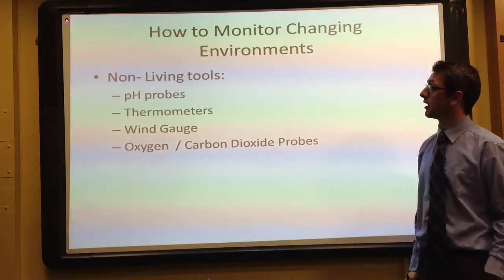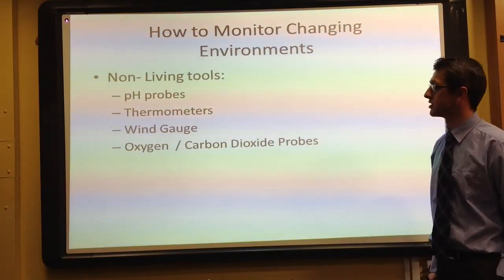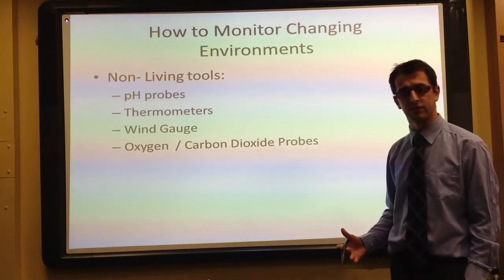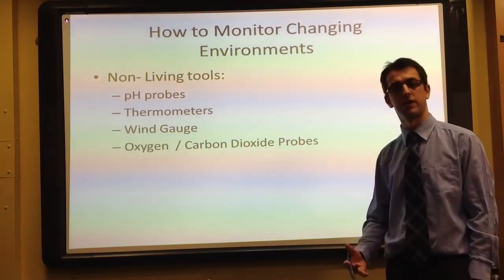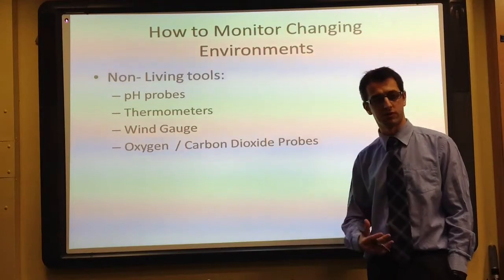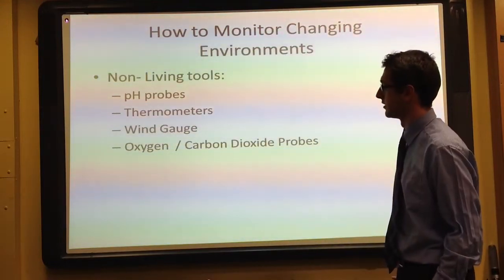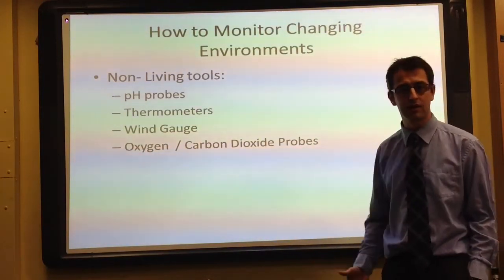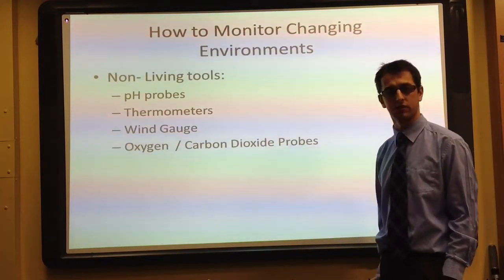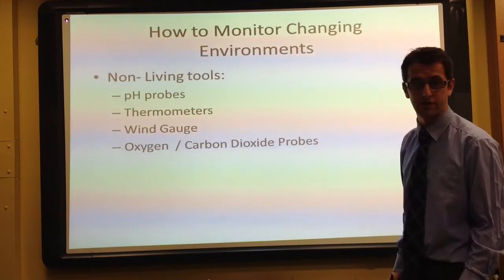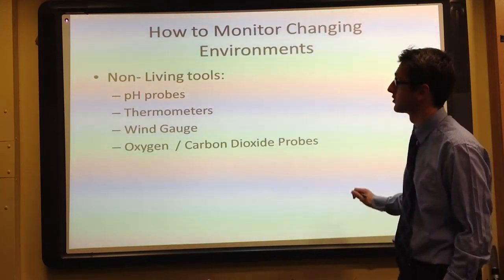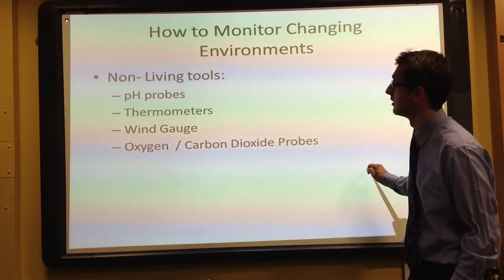So, how to go about measuring these changes? Measuring the non-living factors, those abiotic factors, is relatively straightforward. If you want to measure the pH, you'll stick a pH probe in. If you want to measure temperature, you'll put a thermometer in. We can use wind gauges, rain gauges, oxygen probes, carbon dioxide probes. We can name pretty much anything, and we'll find a way to measure those abiotic factors.